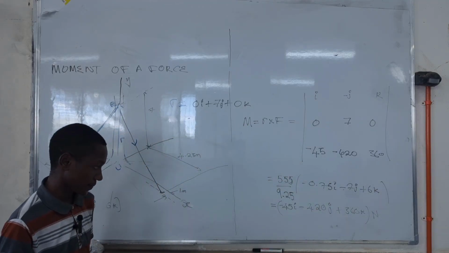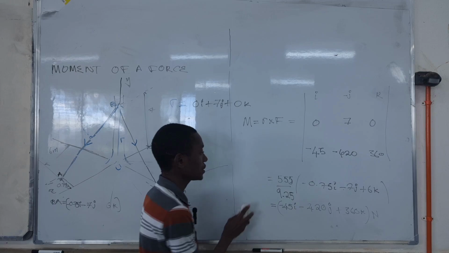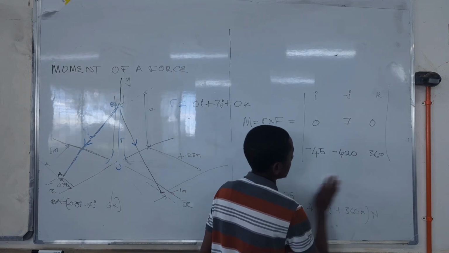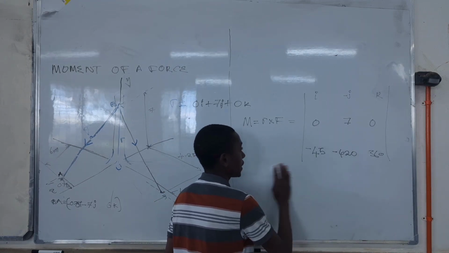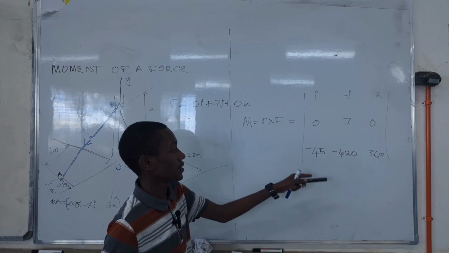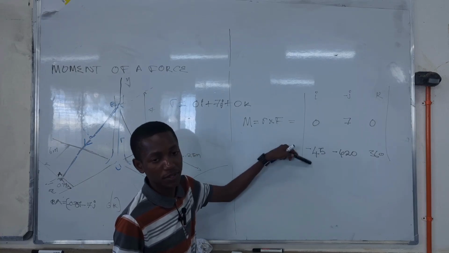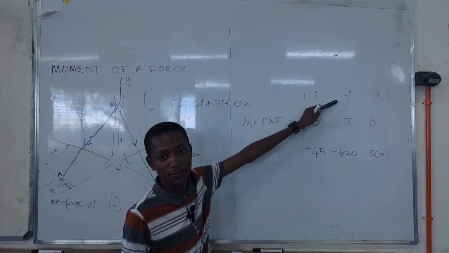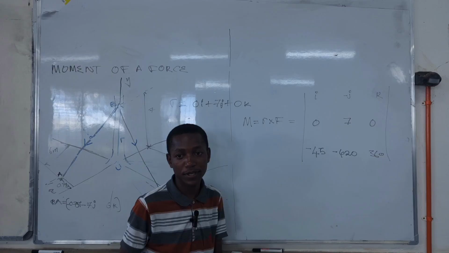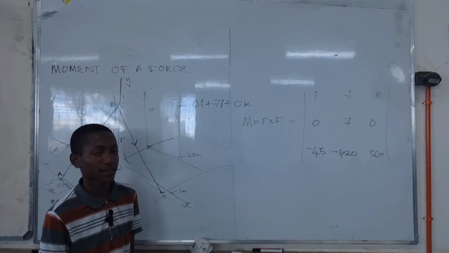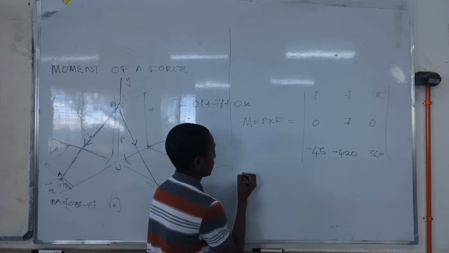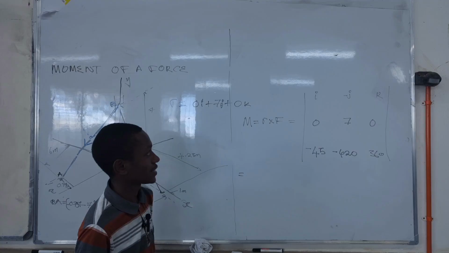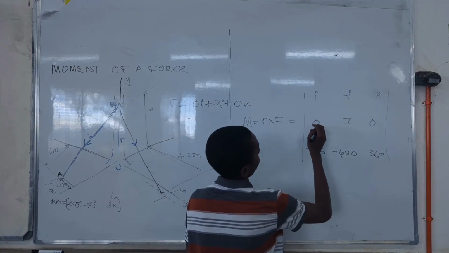So now, all we need to do is find the determinant. And by the way, do not swap these two. Do not forget the negative. Are we clear? Okay. All right, so this is going to give us what when we are finding the determinant.